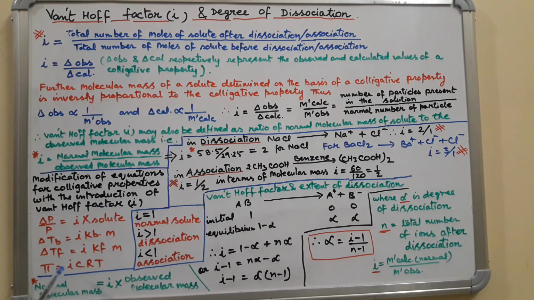Now you are familiar with these equations. This is what? Relative lowering of vapor pressure is equal to the mole fraction of solute, but this i term is added here, it is being multiplied by this. Now this is what? Elevation in boiling point is equal to i into the ebullioscopic constant and molality. See, this is what? It is the depression in freezing point equals this i factor, the Van 't Hoff factor, multiplied by the cryoscopic constant and the molality. Finally, the fourth one, osmotic pressure equals iCRT.